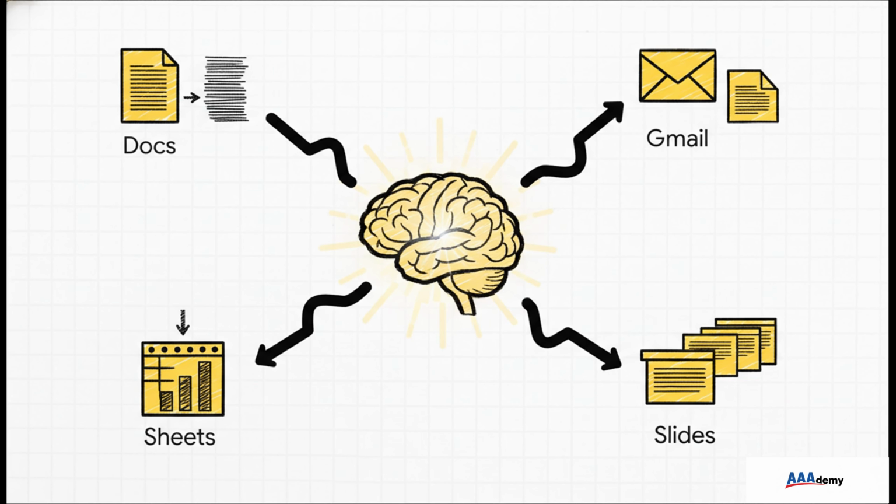So imagine, you're in a Google Doc and you just click a button to summarize it. Or you're in Gmail and it drafts a perfect reply for you. Or you open up Slides, give it a topic, and it just builds the presentation. This is how you make generative AI useful for everyone in the company, not just the techies.